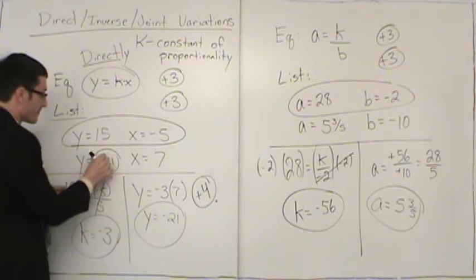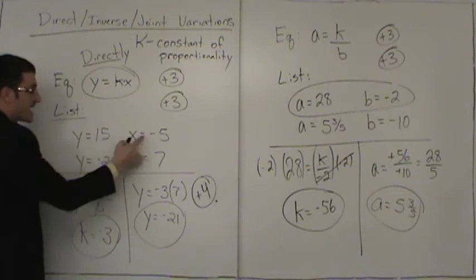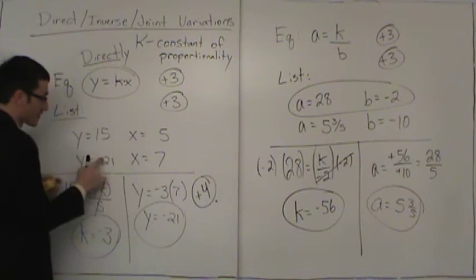Notice here we have a negative 5 and a negative 21. I'm going to ignore this for now. So let's erase the negatives. And notice we're just going to deal with 5, 7, 15, and 21.